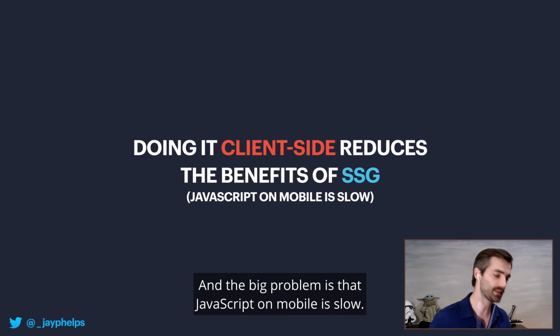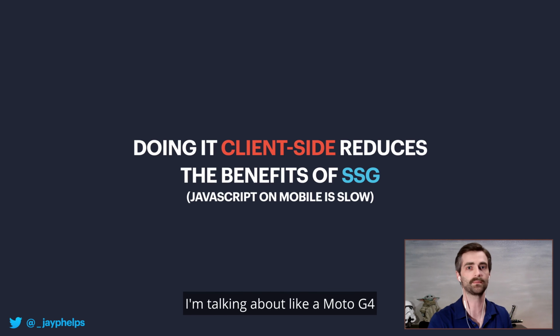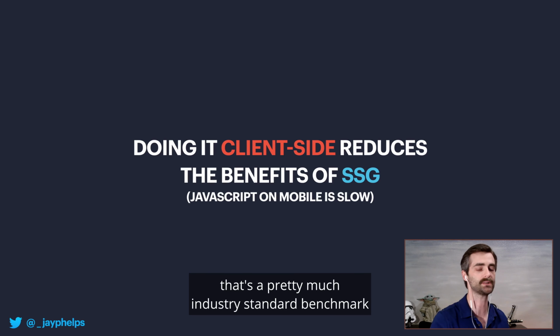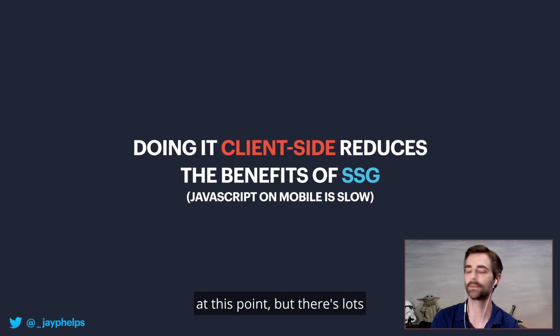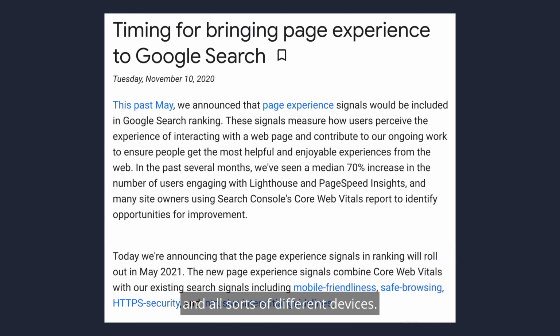What is the problem? And the big problem is that JavaScript on mobile is slow. And I'm not talking about iPhones and all that stuff. I'm talking about like a Moto G4. That's pretty much an industry standard benchmark at this point. But there's lots of Android phones that are slow and all sorts of different devices. So why does that matter?